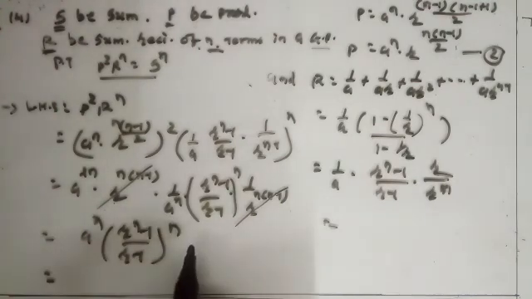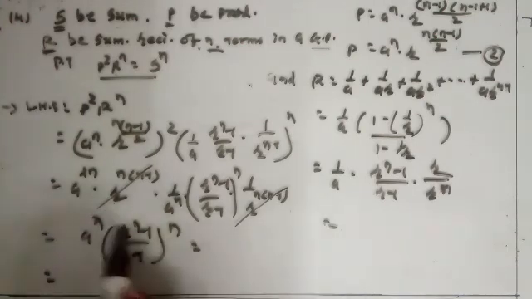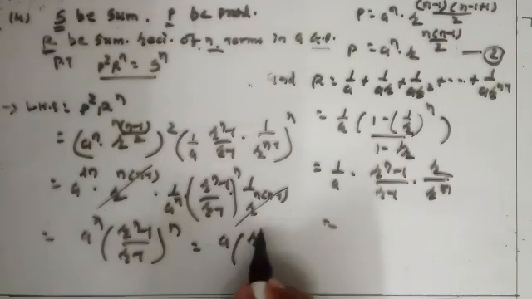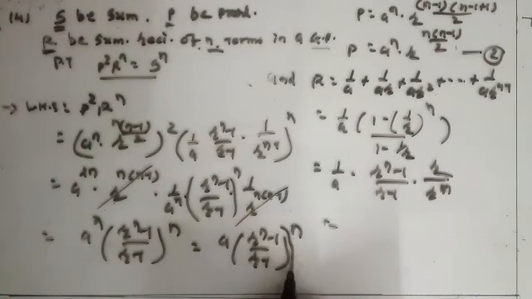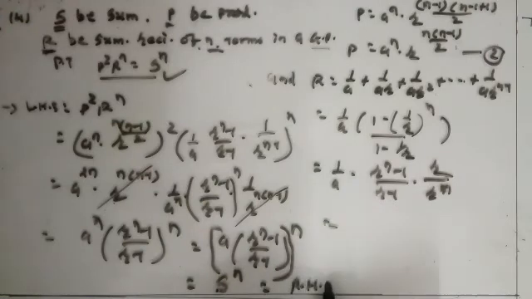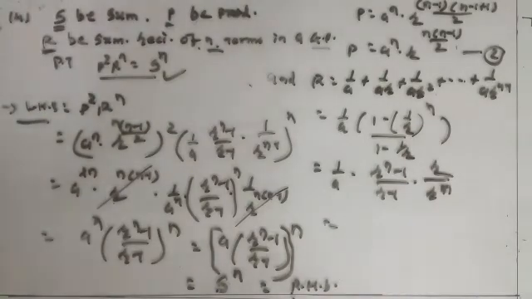So S_n is equal to, here take n outside, a into (r^n minus 1) upon (r minus 1). And a into (r^n minus 1) upon (r minus 1) is equal to S_n, the sum of n terms. So S_n, this is the right hand side. Clear? So left hand side is equal to right hand side.